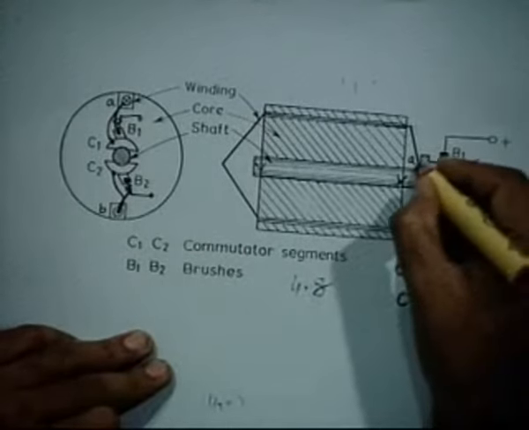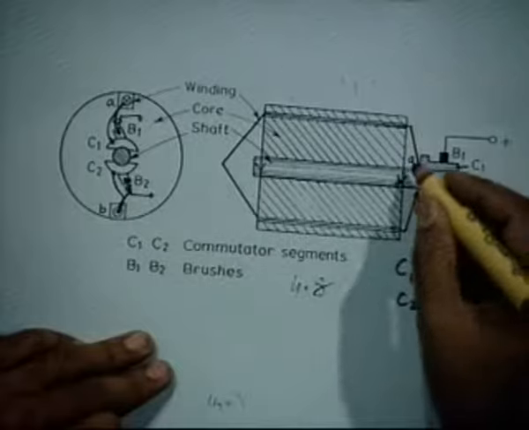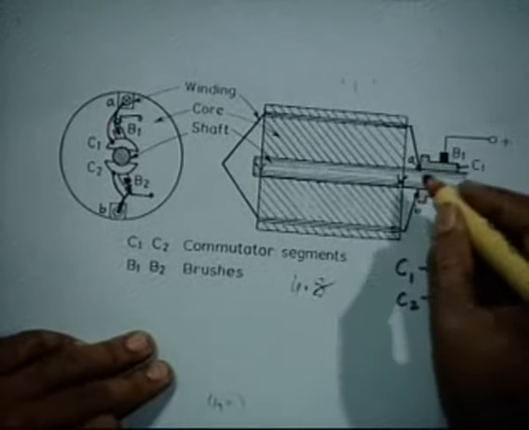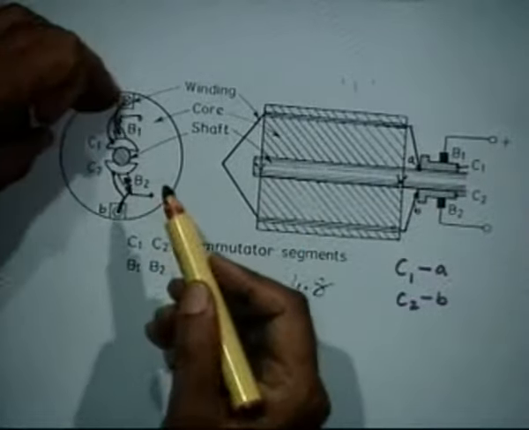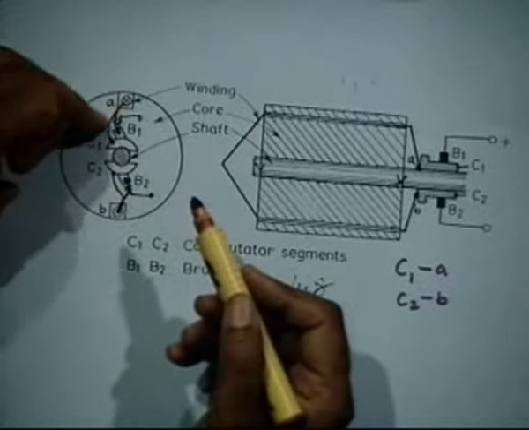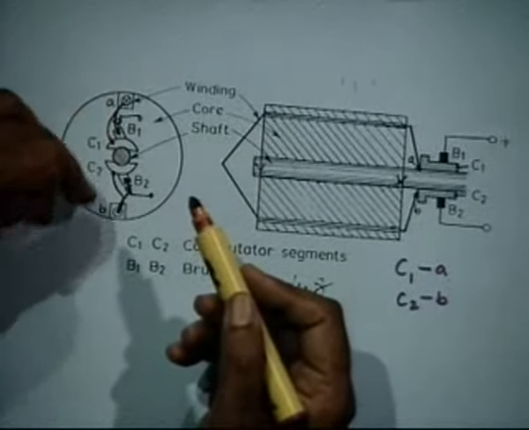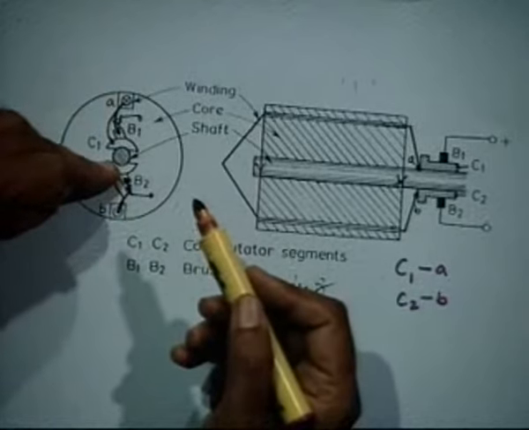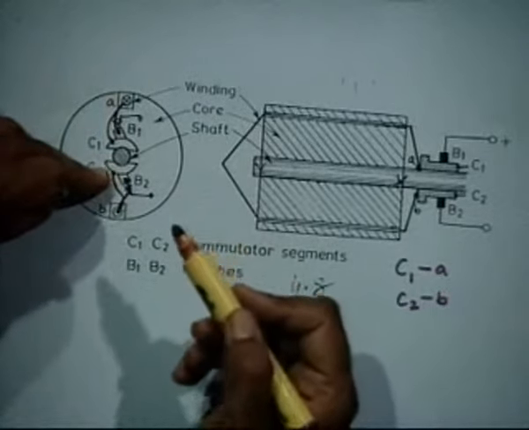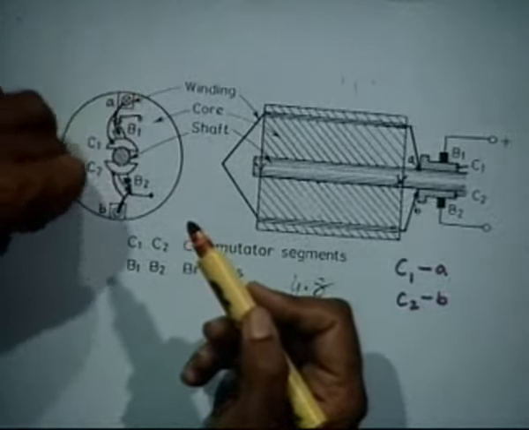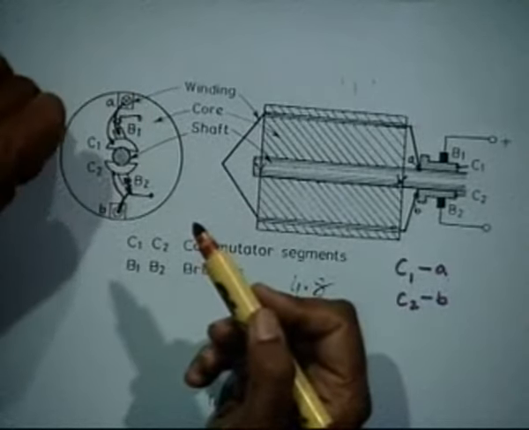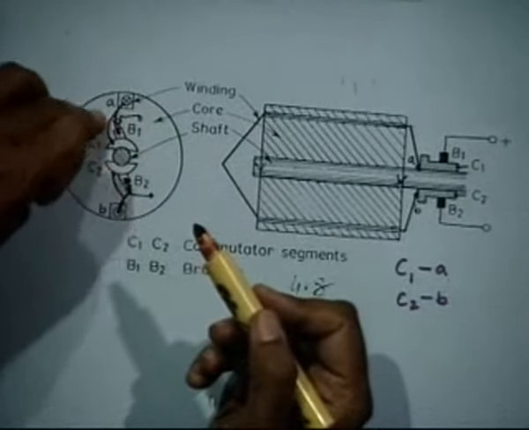Let us say AB is the coil sides. So this is the A coil side and B coil side. A is connected to C1 permanently and B is connected to C2 permanently. Okay, but the coil rotates, so the commutators rotate.